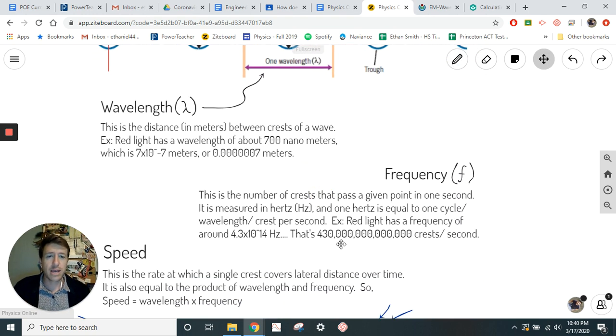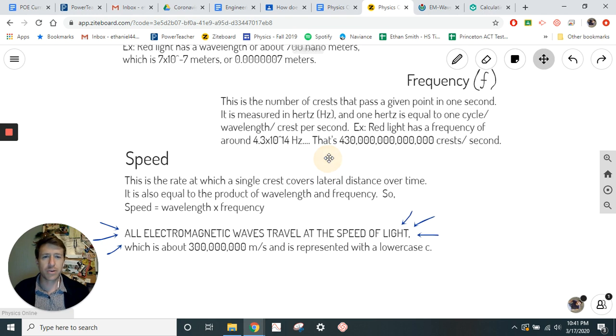We can also measure this. And once again, another example: red light has a frequency of around 4.3 times 10 to the 14th hertz. What would that be? So that'd be, let's see, thousands, millions, billions, trillions, 430 trillion crests per second. In other words, 430 trillion hertz. So that's red light. That is a lot of crests passing by every second. It's a whole lot. Now keep in mind the distance between those crests is incredibly small, but there's a lot of them passing by every second.